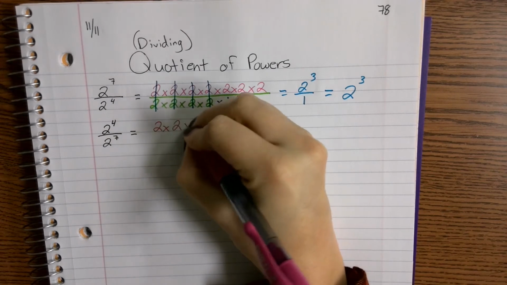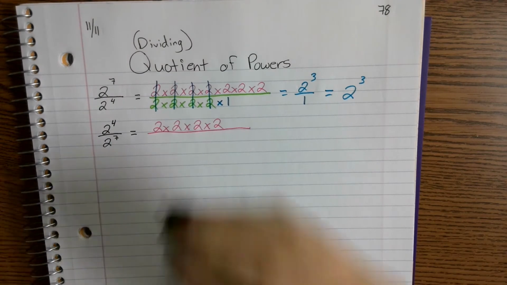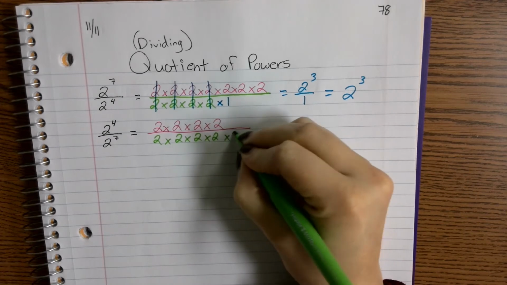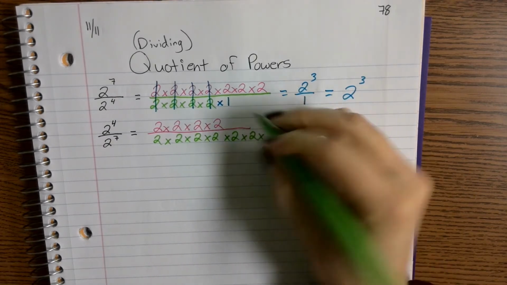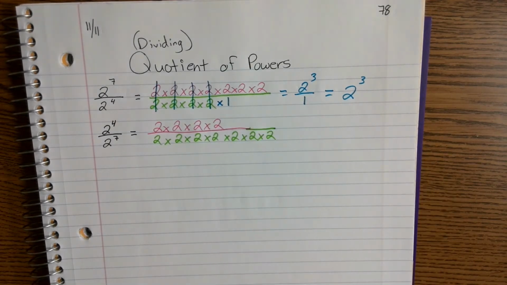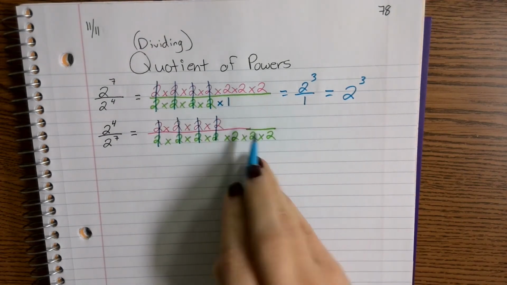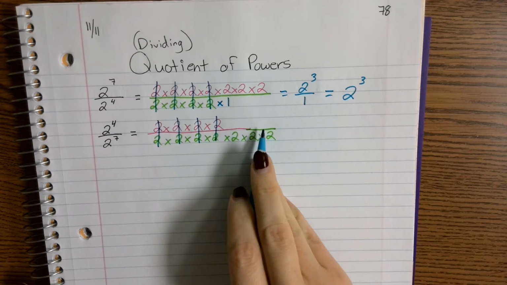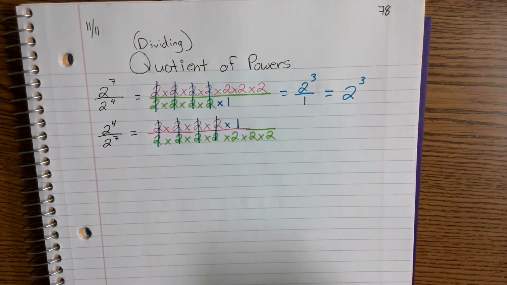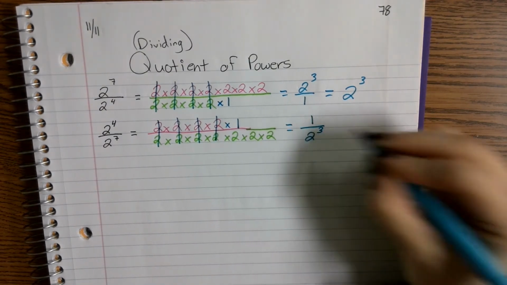We'd have 2 times 2 times 2 times 2 on the top, all of it over 2 times 2 times 2 times 2 times 2 times 2 times 2 on the bottom, right? 7 of them. Okay, so all of those written there, again, we could cancel them out 4 times. But now everything's been canceled from the top. So what automatically remains? A 1. So it's really like a times 1 on the top. So this would become 1 over 2 to the 3rd power.